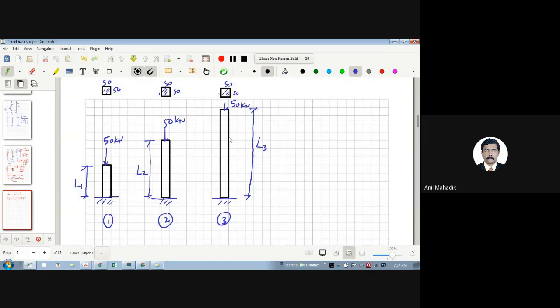Now, if I ask you, the capacity of section 3 is more. Let's say L1 is 2 meters, L2 is 3 meters, and L3 is, let's say, 3.5 meters. Now tell me, if you want to increase the capacity, what can you do for this? Let's say member 3 is there. Practically there is a member like this, but I want to increase the capacity. How will you do it?